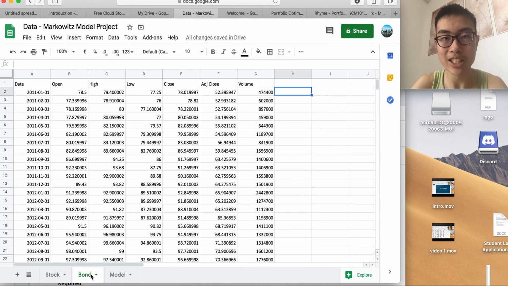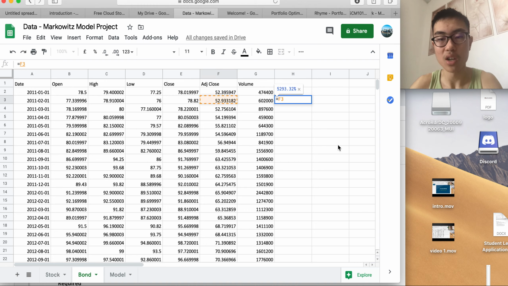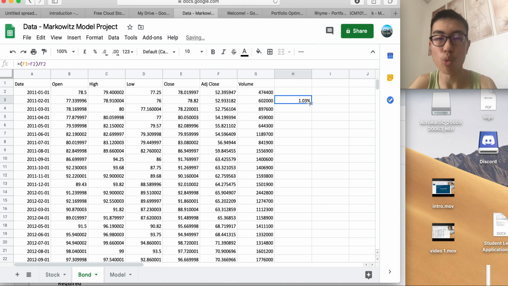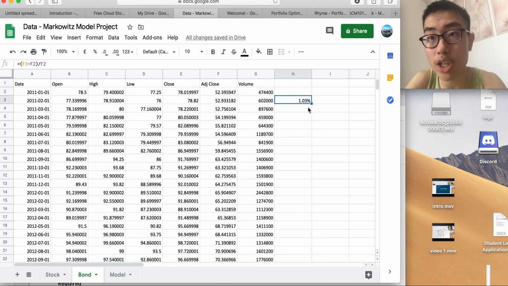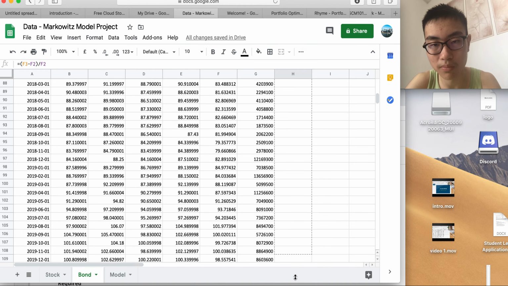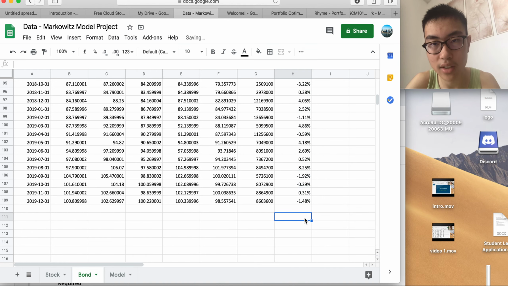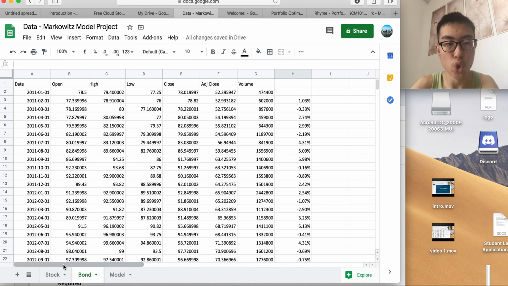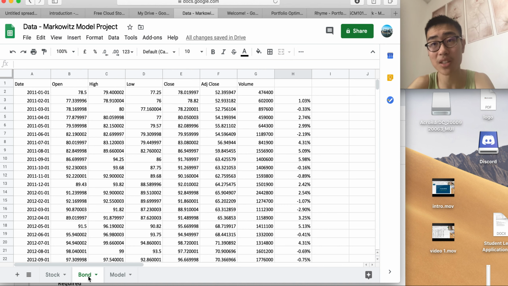And now we do the same thing for the bond market. So for February 2011, equal sign, adjusted close, F3 minus F2, and now we make a division, divide by F2, easy. We get 1.03%. Now you see this little square right here, and you just put your cursor here and drag it down, and it will fill for you, and that's it. If we take a raw look here, you can see the bond market has less risk and higher return.